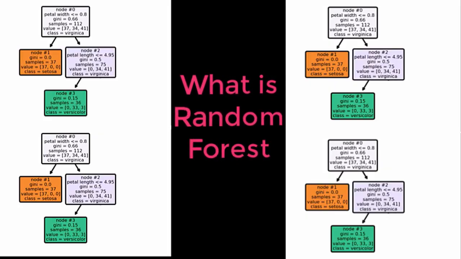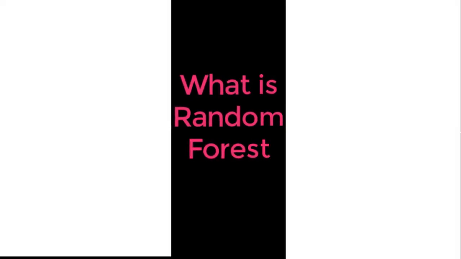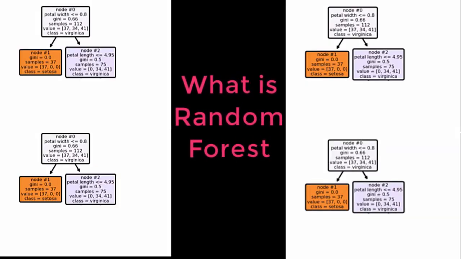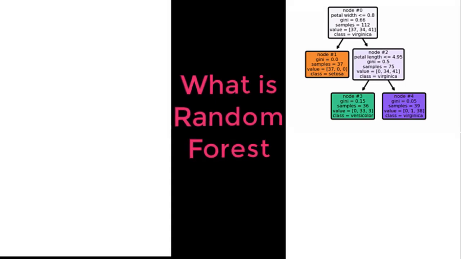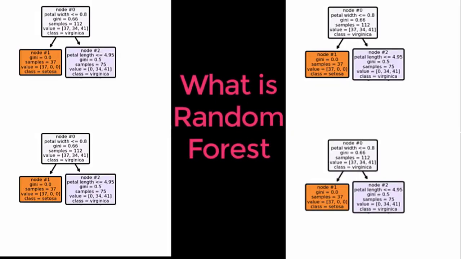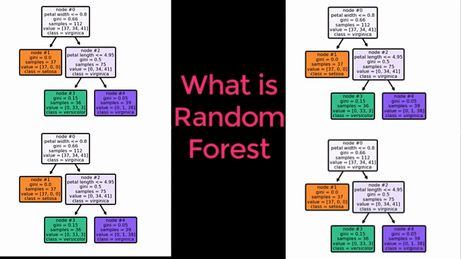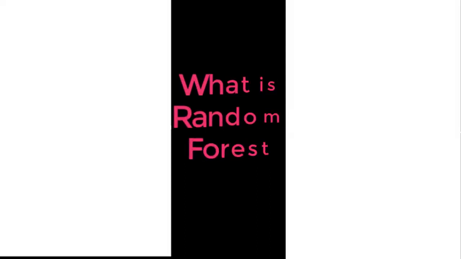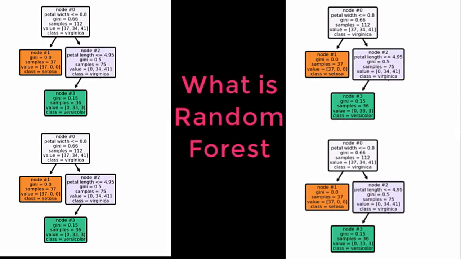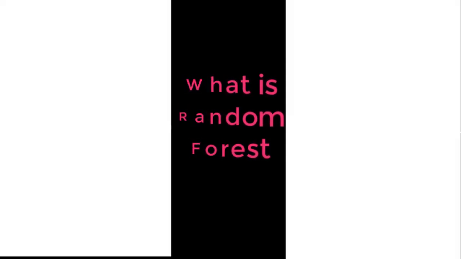A decision tree is built on an entire dataset using all the features. However, a random forest is built by randomly selecting rows and features to build the multiple decision trees. Random forest algorithm belongs to the family of supervised machine learning algorithms. It can be used to build classification as well as regression models.